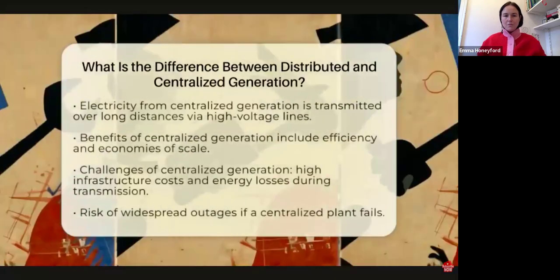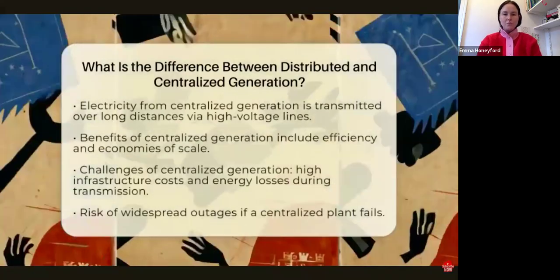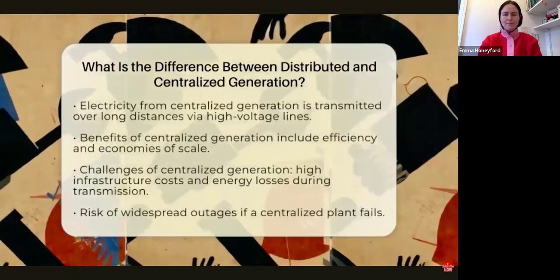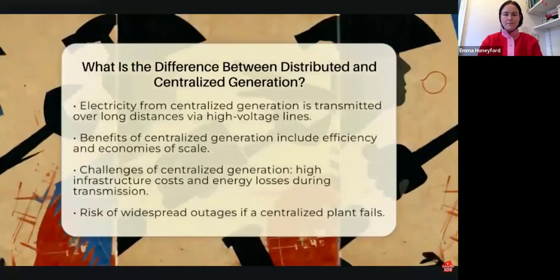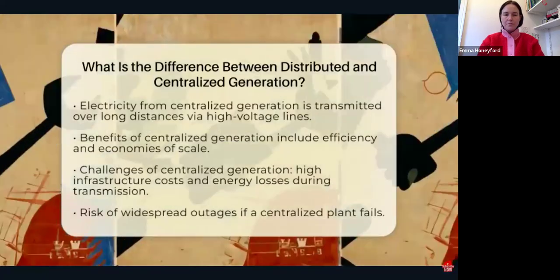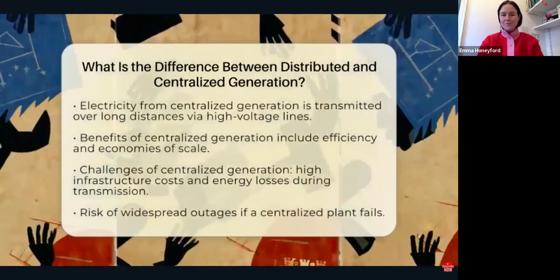This method allows for efficient, large-scale power production, benefiting from economies of scale. However, it comes with challenges. The infrastructure needed is costly, and long transmission lines can lead to energy losses. If a centralized plant fails, it can cause widespread outages.